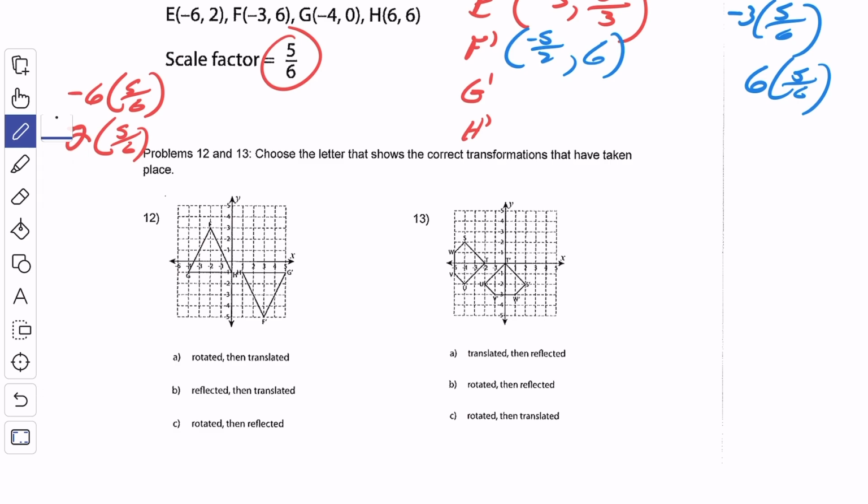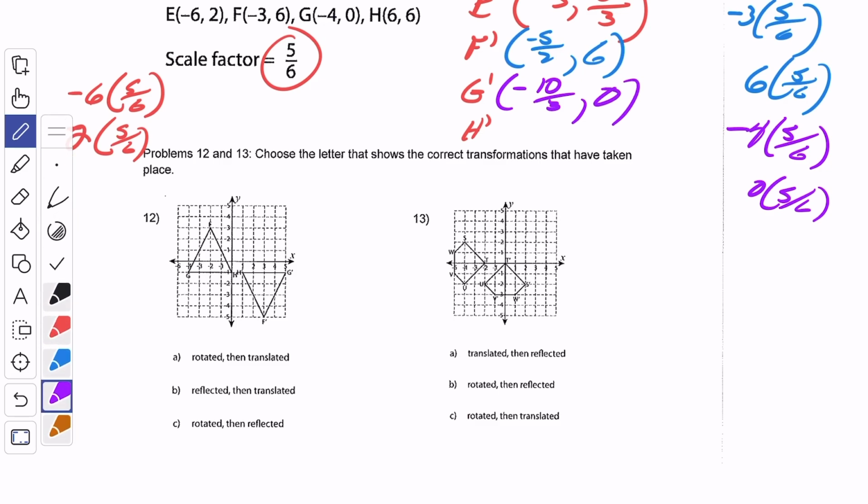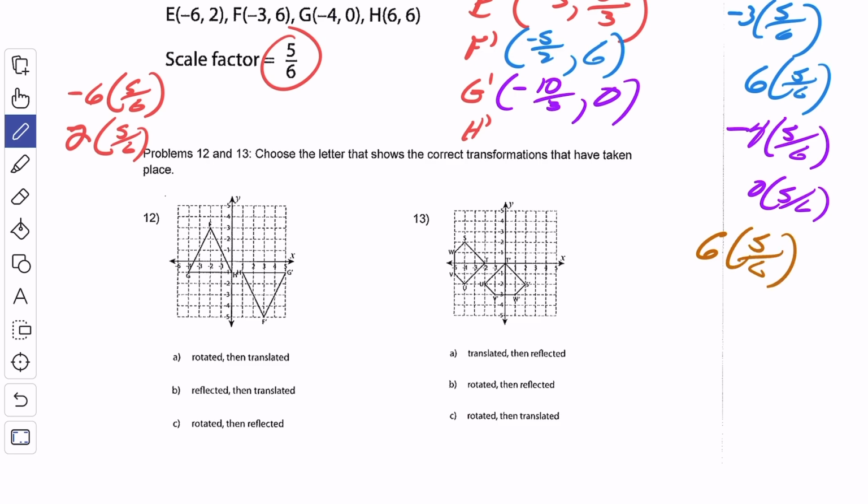For G, we will do -4 times 5/6, which is going to give me -10/3. And then we will do 0 times 5/6, which is still 0. So that will remain 0 there. And then the last one, for H, we will do 6 times 5/6, which is the same for both of them. So for H prime, it will just be 5, 5. So when we know our scale factor and our original points, we know that we just have to multiply to figure out the new ones.